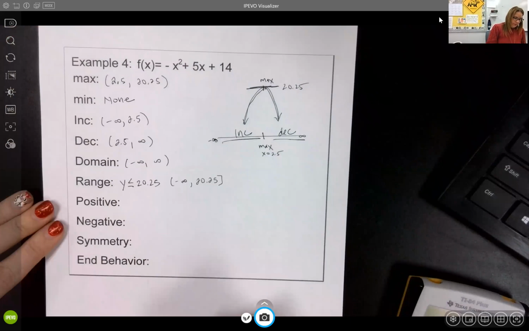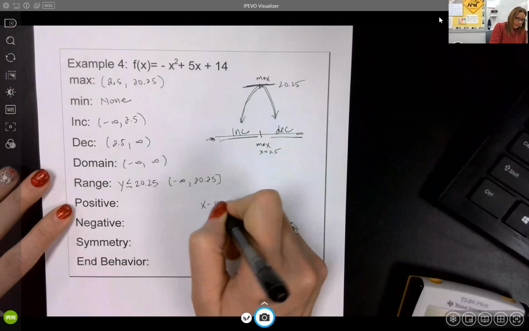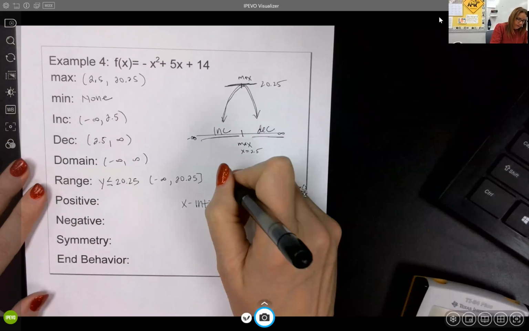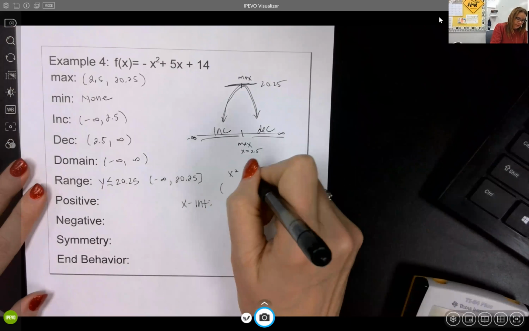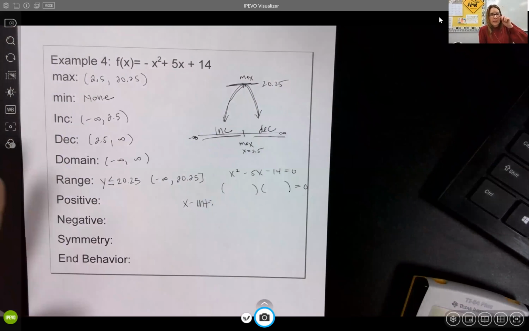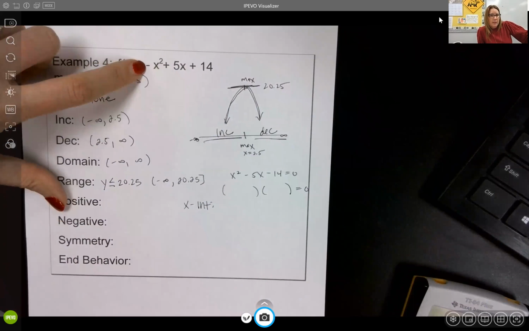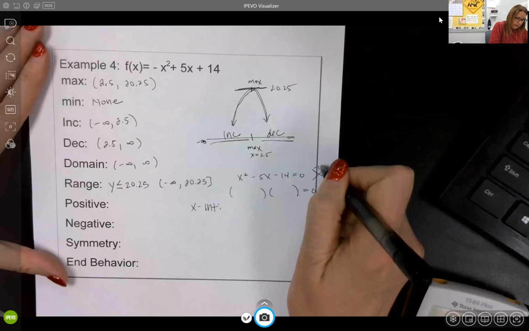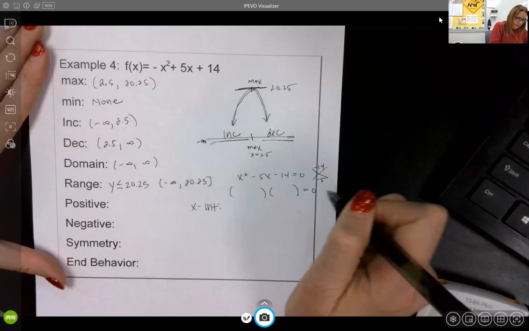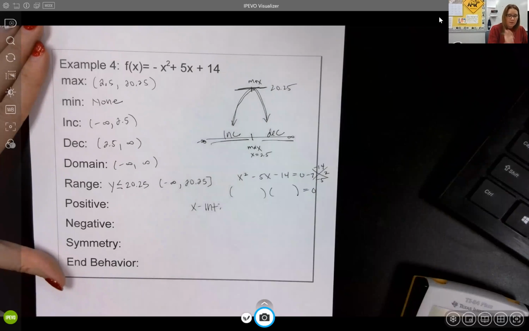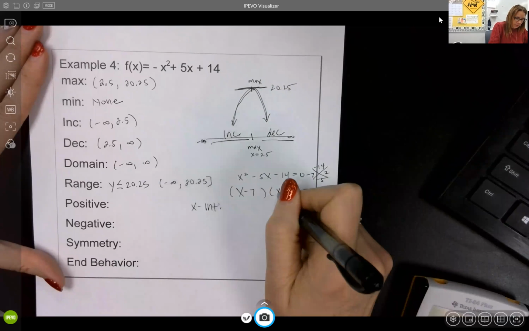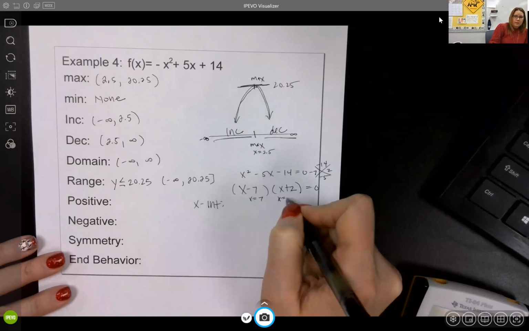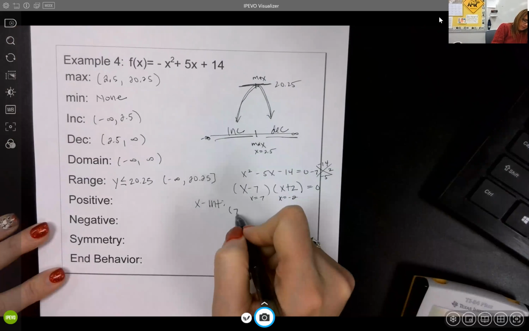Okay, now I need to find the x-intercepts. So if I factor that, I'm going to first of all change all my signs so that I'm not dealing with a -x². So I put a +x², a -5x, and a -14. So now I'm looking at -14 to get -5. So I need a -7 and a +2. So x minus 7 and x plus 2. My intercepts are always opposite of my factors. So my x-intercepts are (7, 0) and (-2, 0).